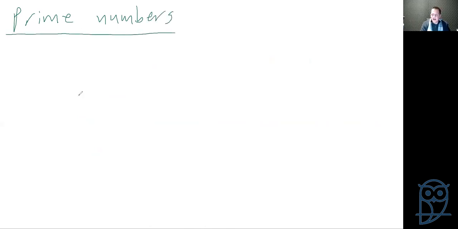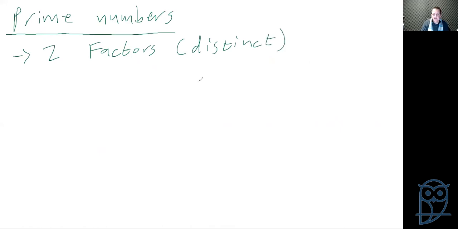What about if we have prime numbers? What is a prime number? Well, a prime number is a number with 2 factors. And more importantly, they are distinct factors, distinct meaning that they are not equal to each other. And these factors are going to be 1 and the number itself.